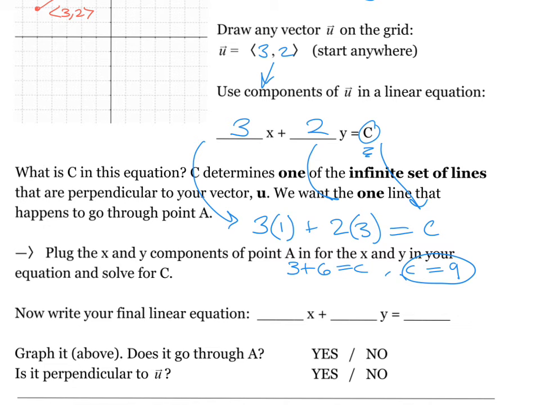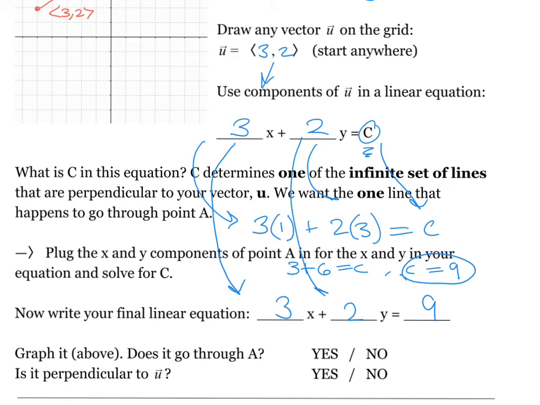So I'm bringing these coefficients down from up here. 3x plus 2y equals, now the c value that I had from above, I just figured out what c is. C is equal to 9. So I have 3x plus 2y equals 9. So now I want to graph this. I've got an equation for a line, 3x plus 2y equals 9.